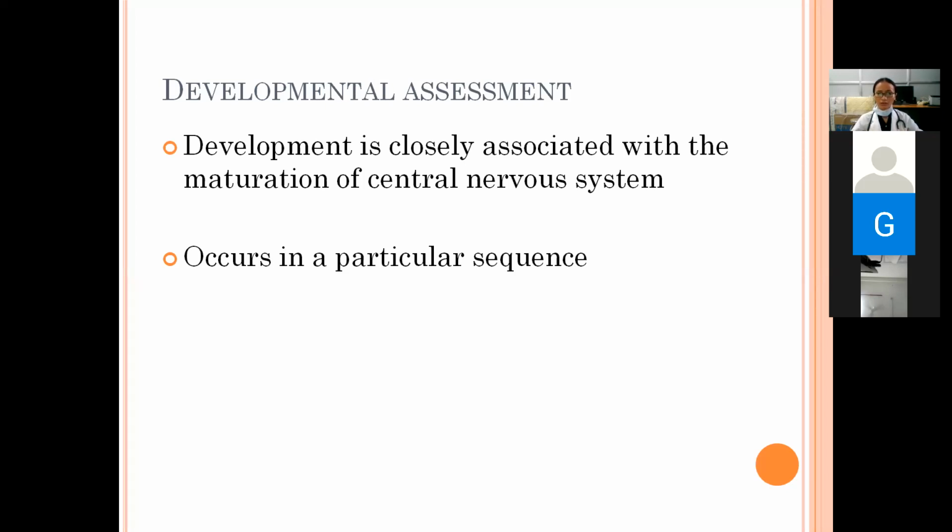The development of a child is said to be closely associated with the maturation of the central nervous system. So obviously, as a child grows up and matures, the central nervous system matures, the functions of the child become more refined, and the development keeps changing according to the age of the child. So developmental assessment has to be done according to what is expected for that age of the child, and if there is involvement in a particular area, like the motor or the social area or whatever, you have to focus more on that.